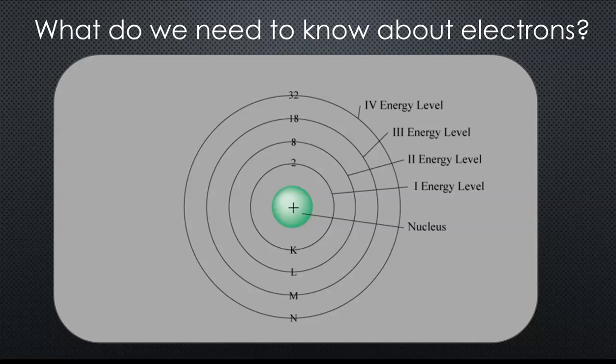So let's take a step back and review again. That was a lot of information. We know that electrons are negatively charged subatomic particles, okay, that they hang out outside the nucleus and they move along these orbits surrounding the nucleus.